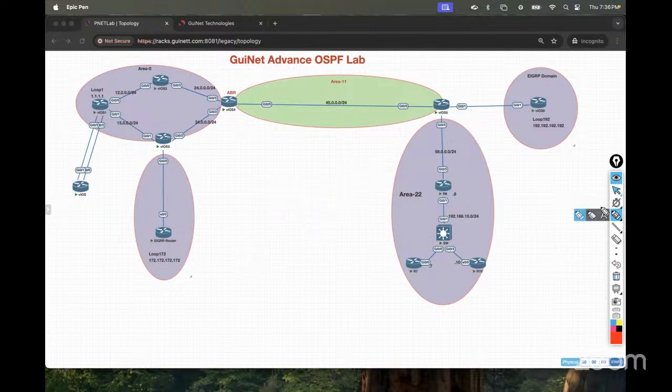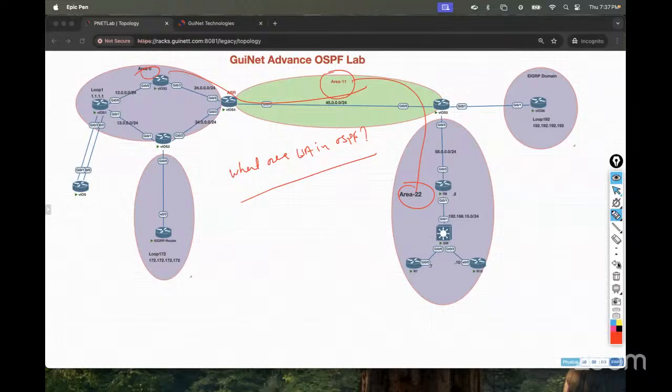Just stay on the LSA because we have to understand what LSAs in OSPF are, and why they are used. You can see we have the backbone area, which is connected with area 11 and area 22. Why I have made this kind of topology, we'll also try to understand. All right, guys, so let's start.